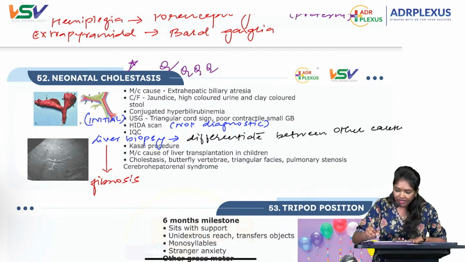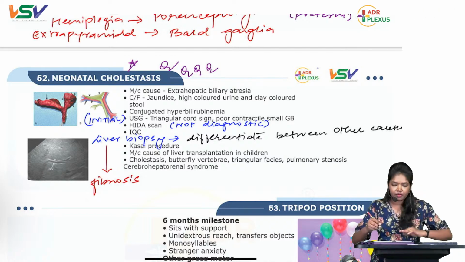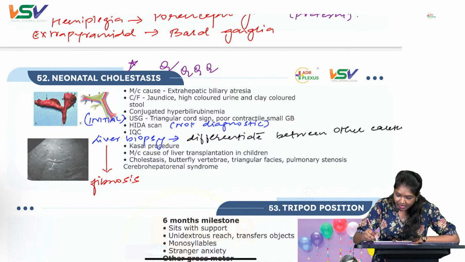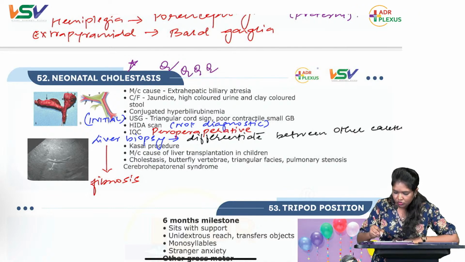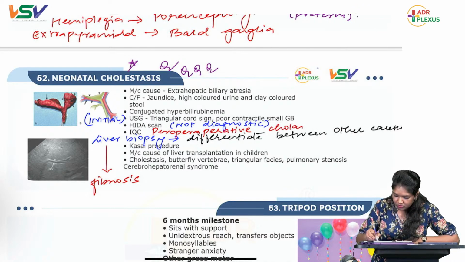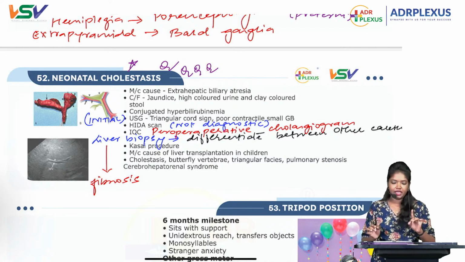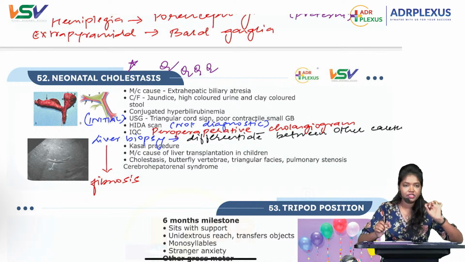Fine. What about investigation of choice? Even after liver biopsy, if you want to confirm, then you will do peroperative cholangiogram. You can write it here also. See guys, exact words, please remember.